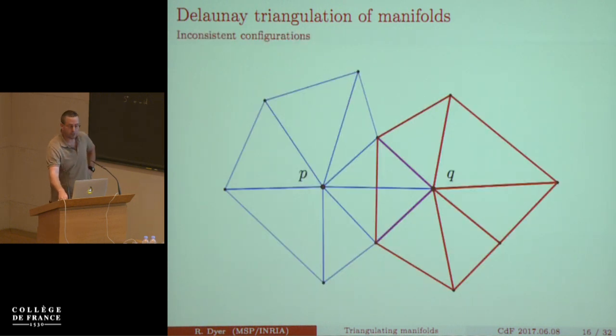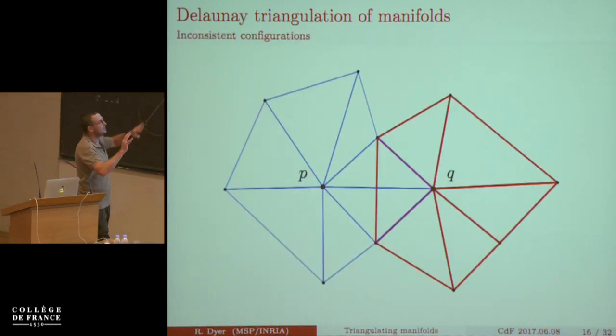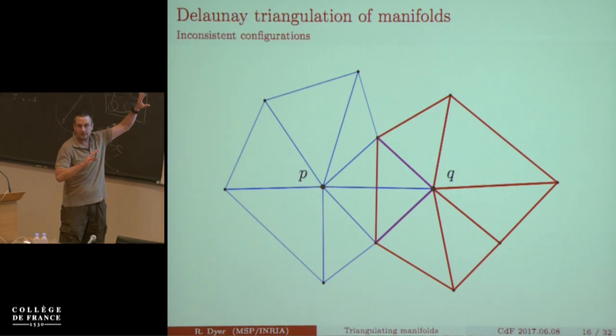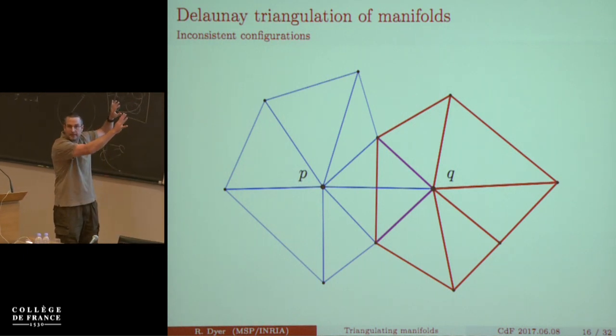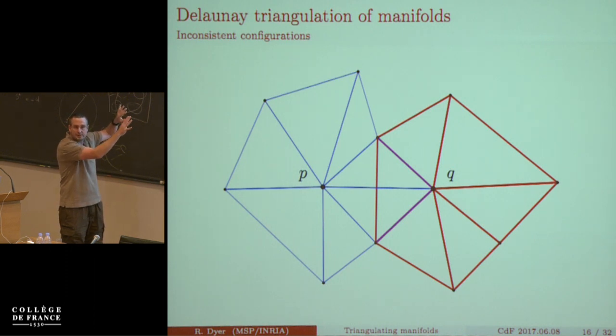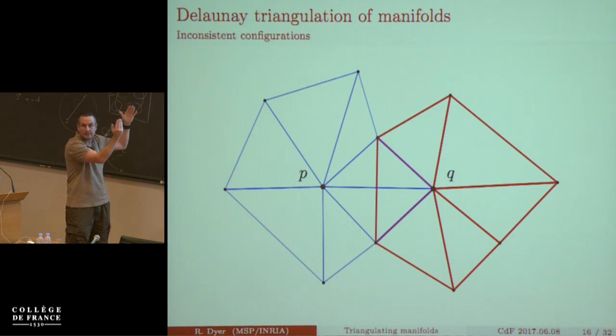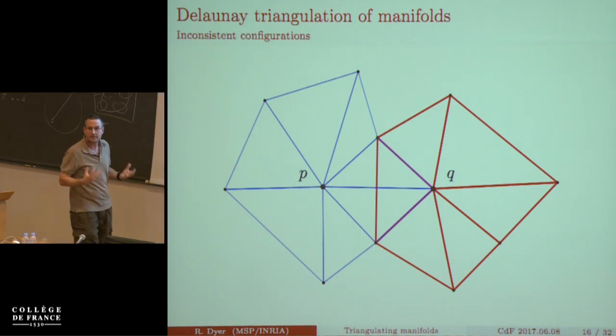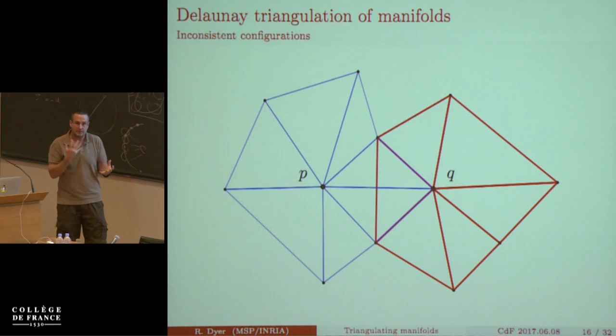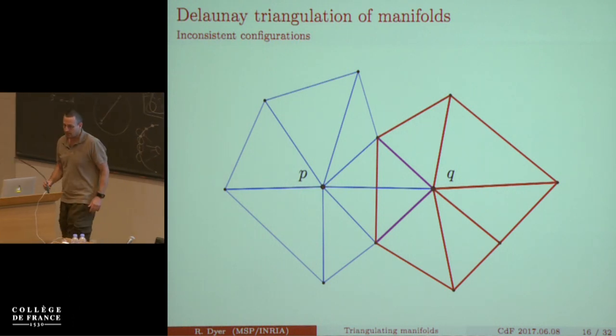So the issue is that if you don't have protection, you're looking at one coordinate chart, you get a Delaunay triangulation, and you look in another, you're using kind of morally the same points, they're just in a different coordinate chart, so the metric's slightly different, you get a different Delaunay triangulation, and you get a conflict. And so our stability result is a way of getting around that conflict.